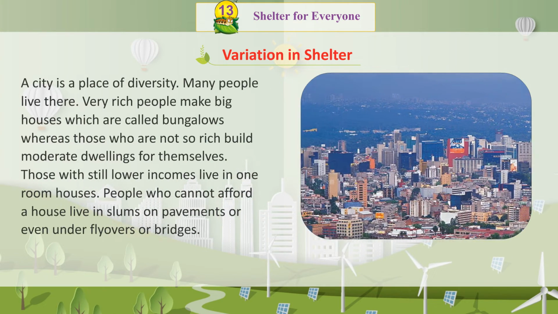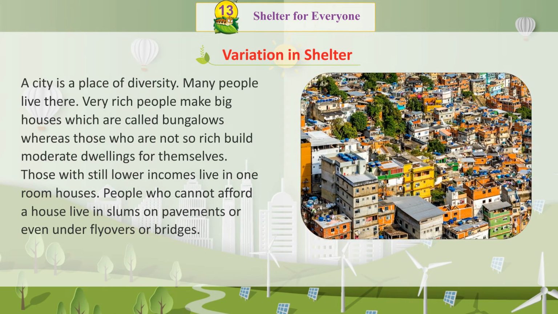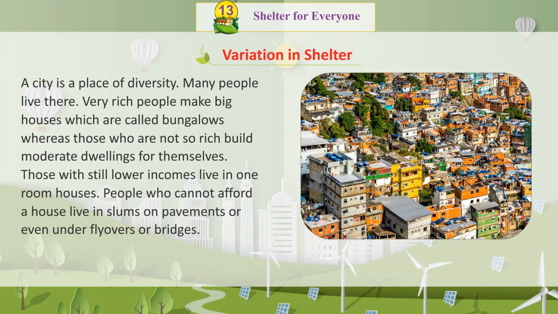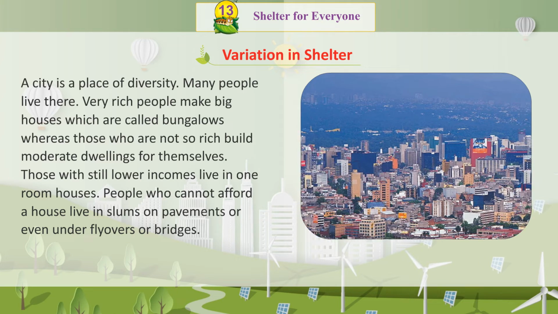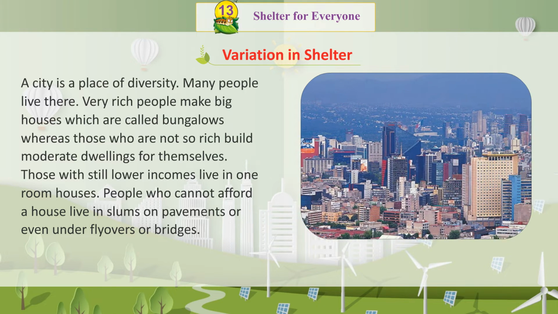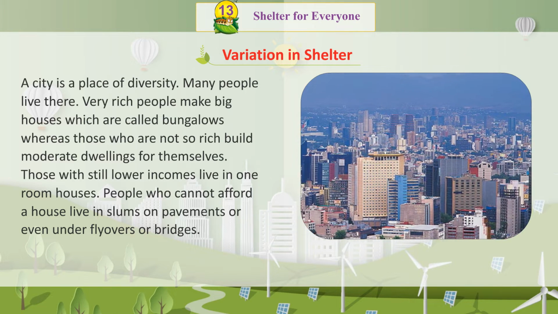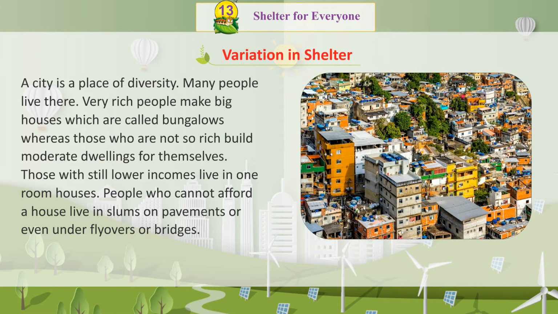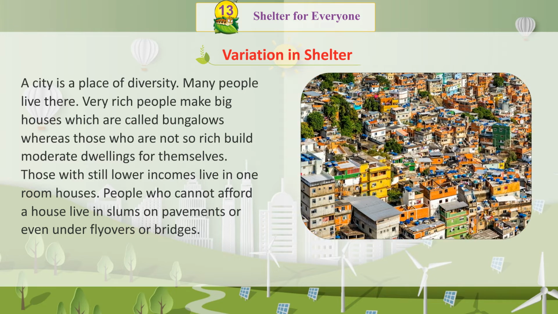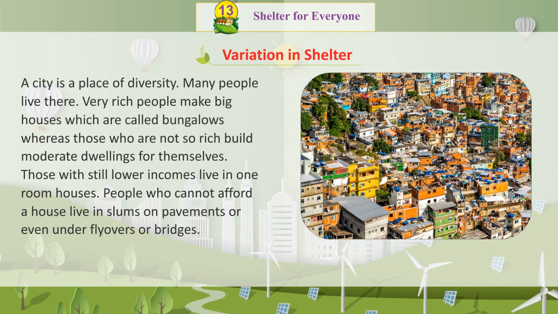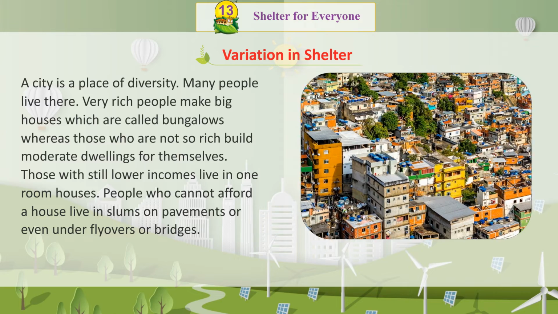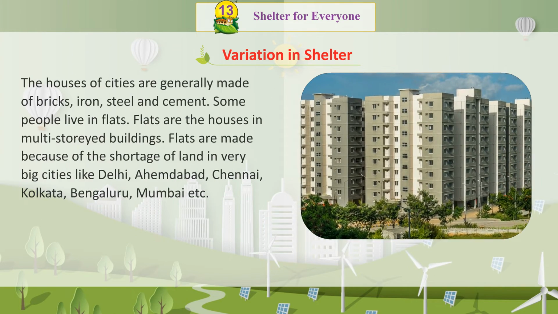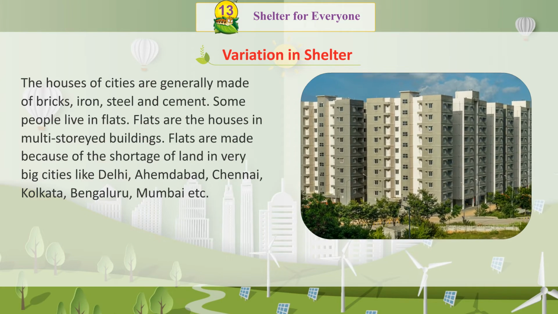A city is a place of diversity. Many people live there. Very rich people make big houses, which are called bungalows, whereas those who are not so rich build moderate dwellings for themselves. Those with still lower incomes live in one-room houses. People who cannot afford a house live in slums or pavements, or even under flyovers or bridges. The houses of cities are generally made of bricks, iron, steel, and cement.